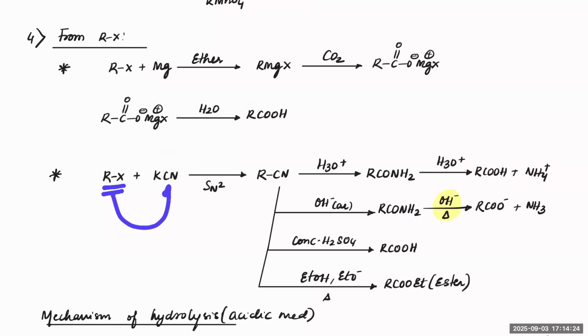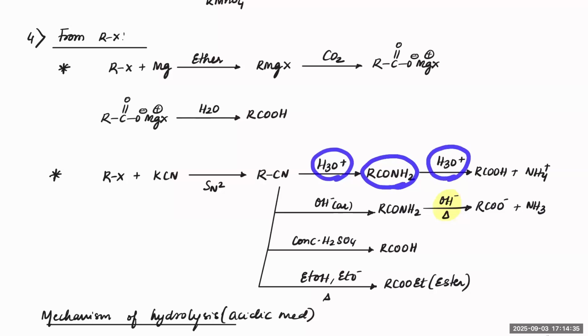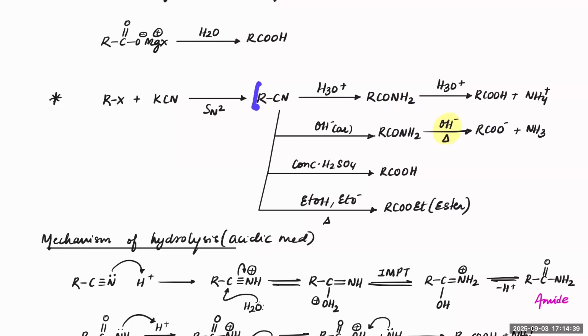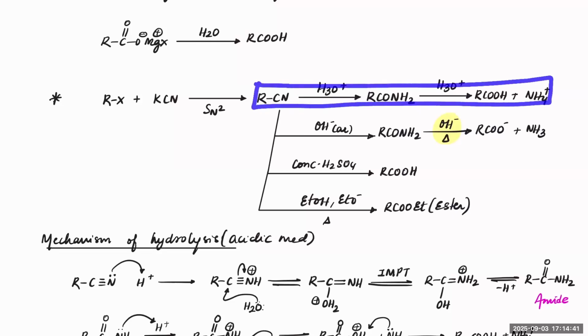Alkyl halide can also be treated with cyanides via SN2 mechanism. So alkyl cyanide will form, and that on hydrolysis will give you amides, which on further hydrolysis will give you acids. Now, this particular mechanism is important for us.